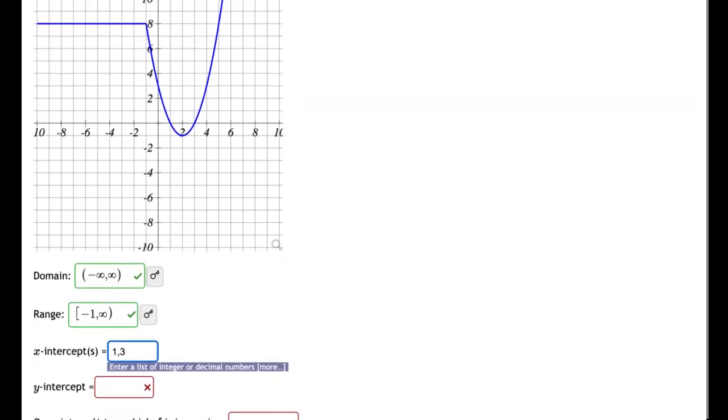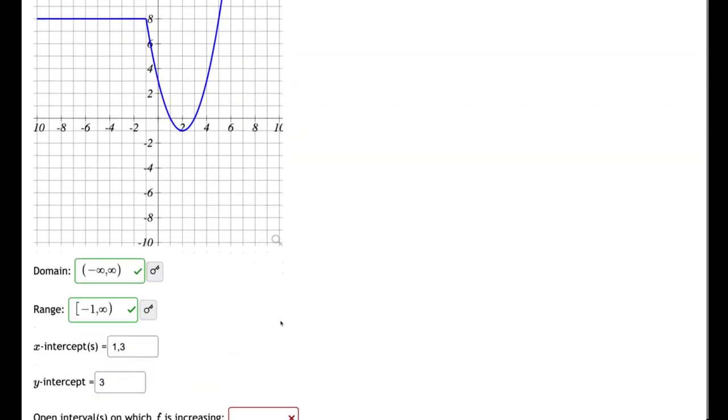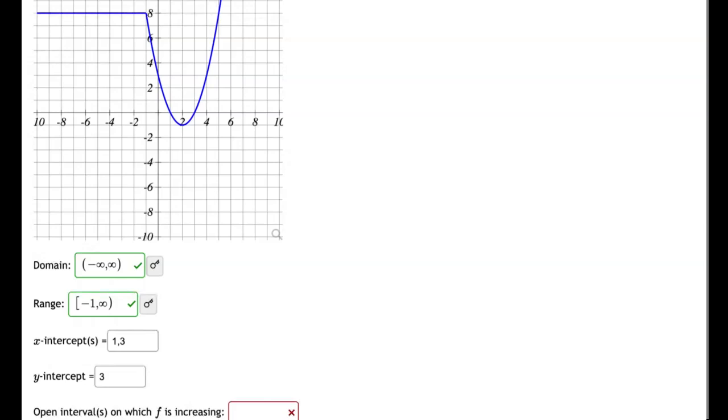While I'm here, my y-intercept, so where does it touch my y-axis? Right here, the only spot, which is this positive 3. So my x-intercepts are 1 and 3. My y-intercept, just positive 3. So before we go to the next part, questions on this one?